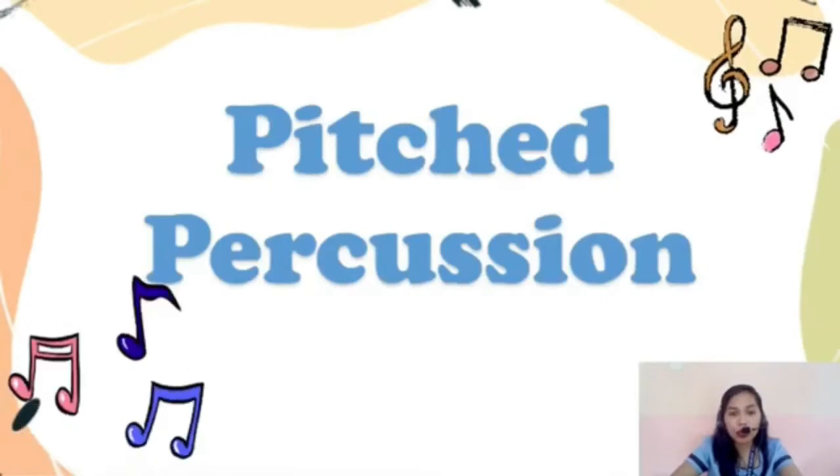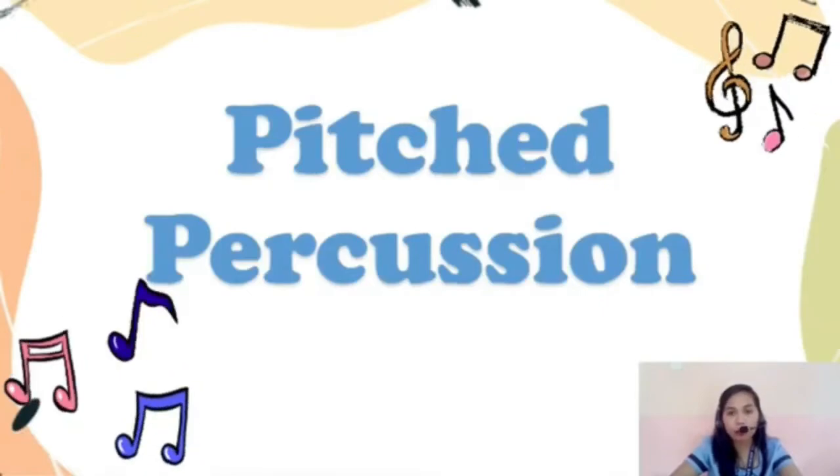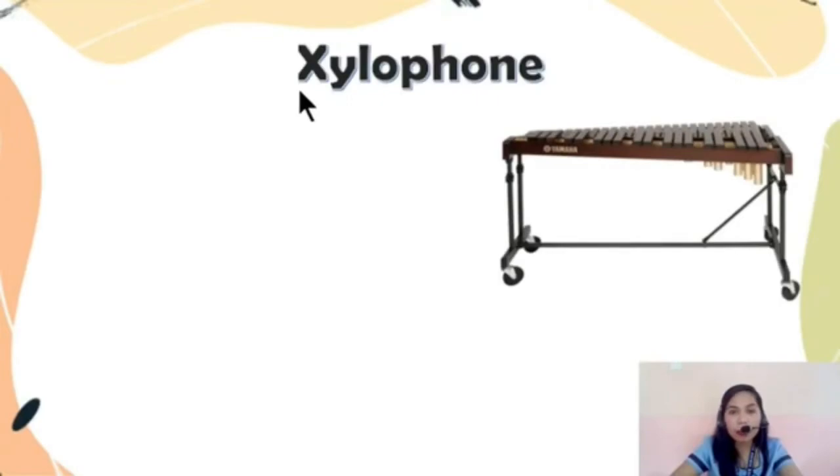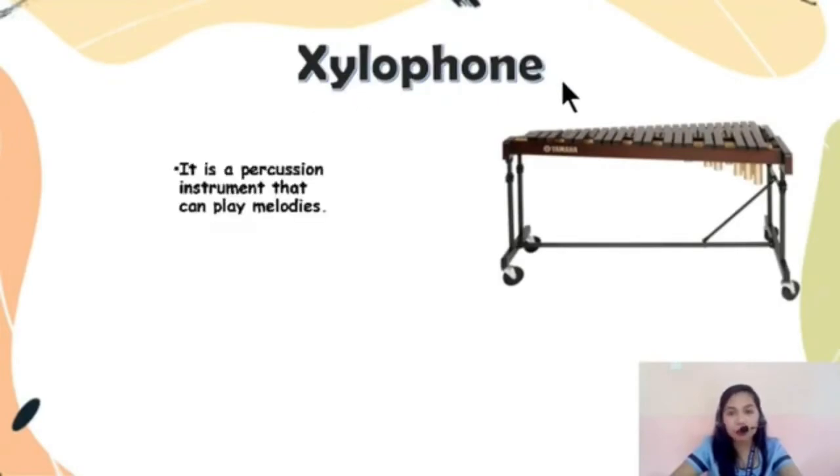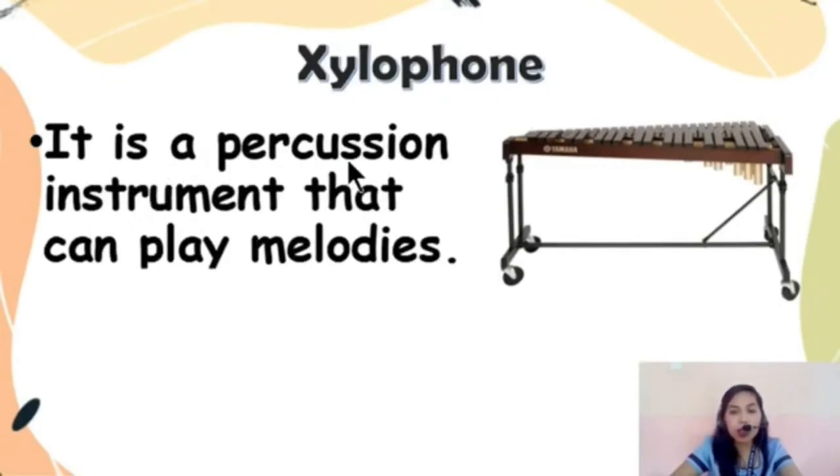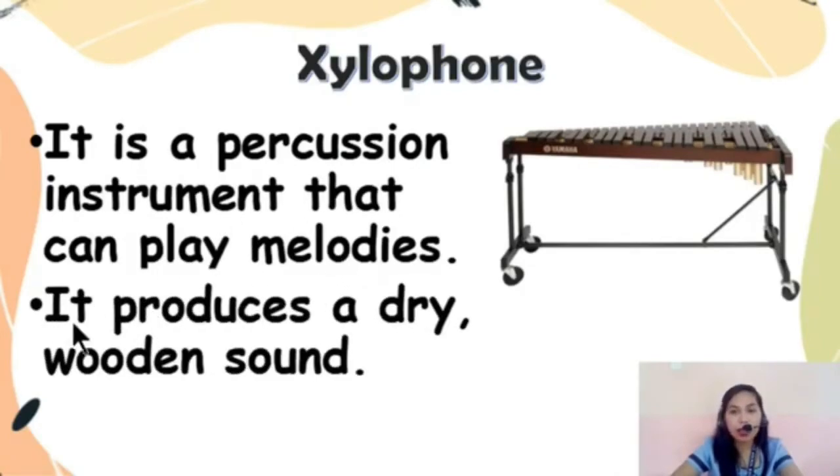So first, let us learn about the pitched percussion. One example of that is the xylophone. It is a percussion instrument that can play melodies, and it produces a dry, wooden sound.